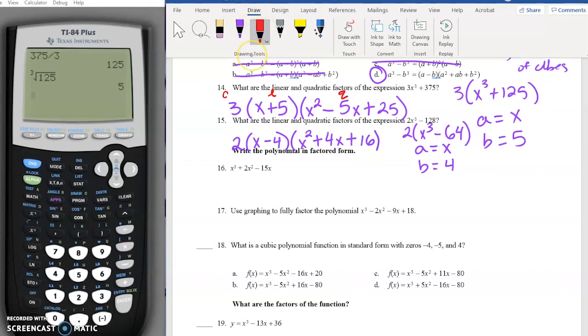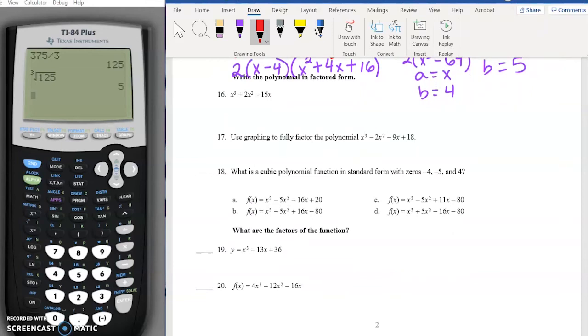So now to classify these, 2 is once again a constant. X minus 4 is linear. X squared plus 4x plus 16 is quadratic. So these are my factors. And again, care more about the linear and quadratic, but the 2 is along for the ride.